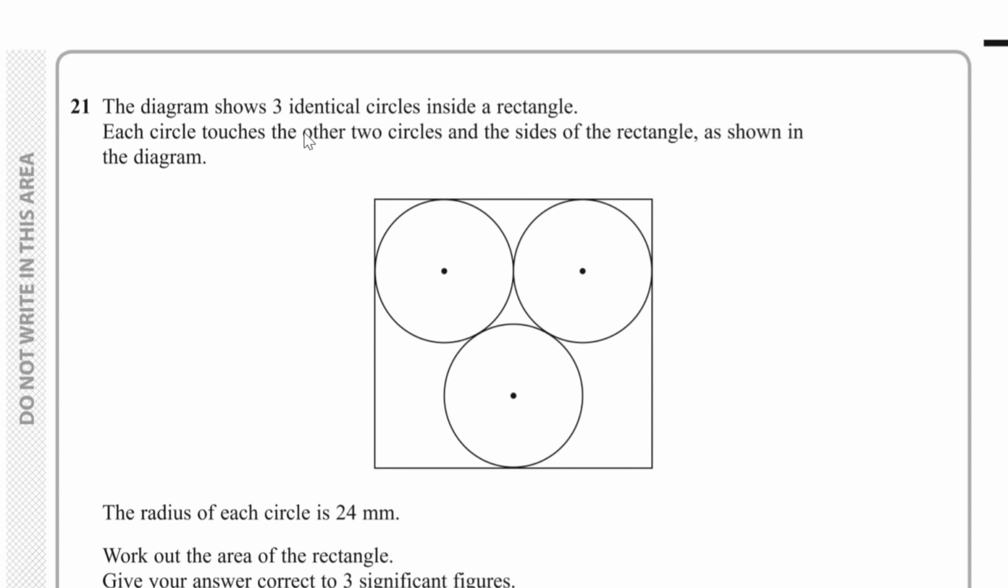Question 21. The diagram shows 3 identical circles inside a rectangle. Each circle touches the other 2 circles, and the sides of the rectangle are shown in the diagram, so that's what we see here. The radius of each circle is 24 millimeters, and we have to work out the area of the rectangle. Well, to work out the area of the rectangle, I need the length over here and the height over here. So, what we know already, the radius of each circle is 24 millimeters.